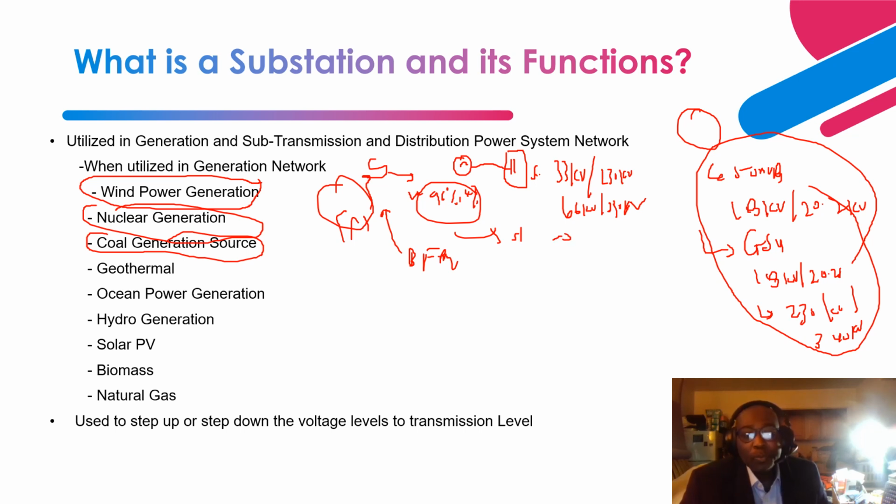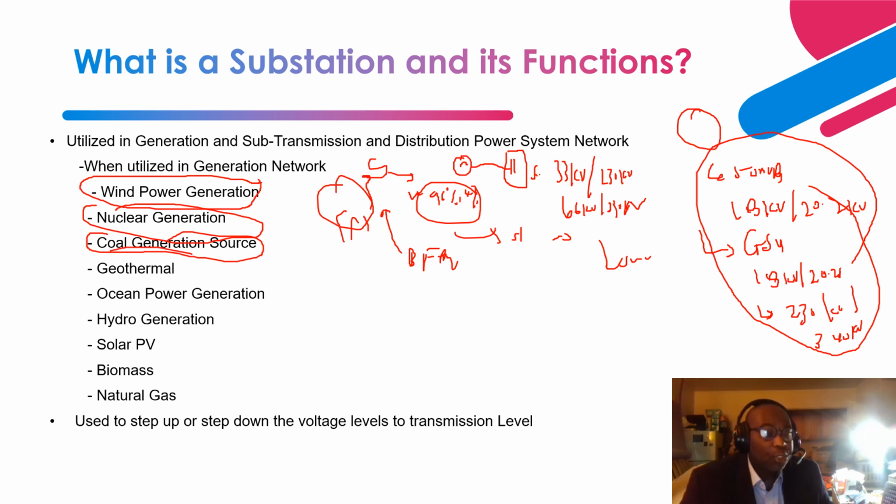So the output of the steam turbine generator is 18 kV or 20.2 kV. Then it goes through a switchyard substation where there's a transformer, a generator step-up transformer, that steps the voltage from 18 kV or 20.2 kV to 230 kV or 345 kV transmission level voltage.